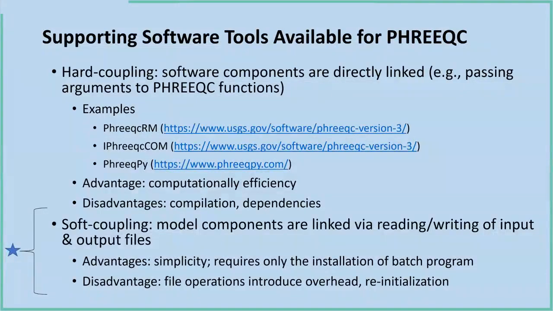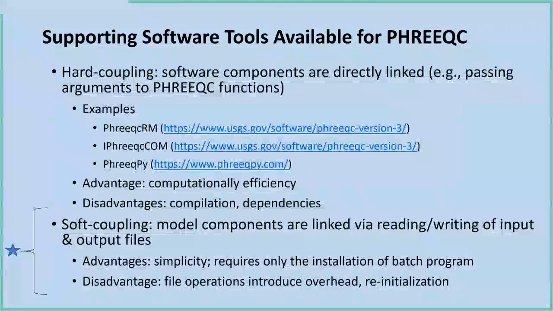There's a number of ways of doing this. These include the FreakC RM library. This is a set of C++ libraries that allows FreakC functions to be called directly from Python, or for that matter, Visual Basic, Excel, Fortran, other environments. This requires a C++ compiler and some knowledge as to how to use it.